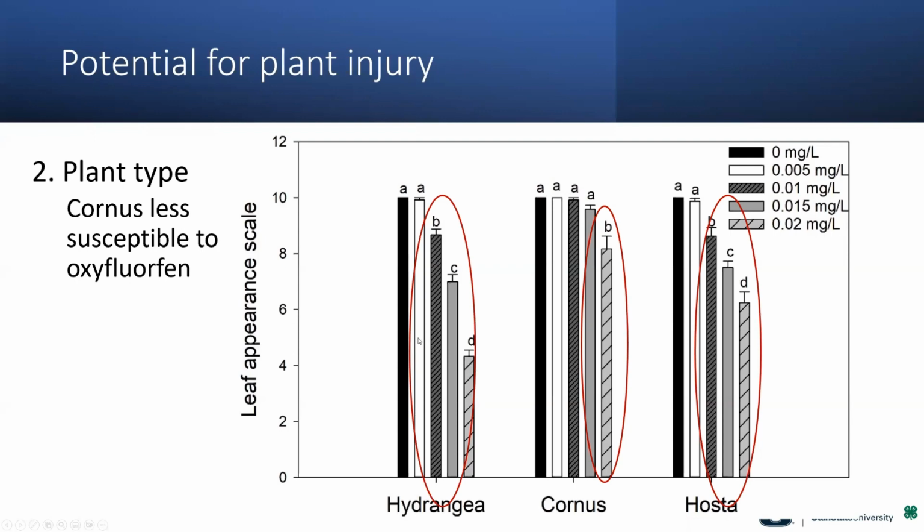Hydrangea is having a lot of damage. Hosta, similar, it's having a lot of damage, but cornus is not having that much damage. Of course, when we go to 0.2, there is damage. But here we can tell cornus is pretty much less susceptible to oxyfluorfen damage compared to hydrangeas or hostas.